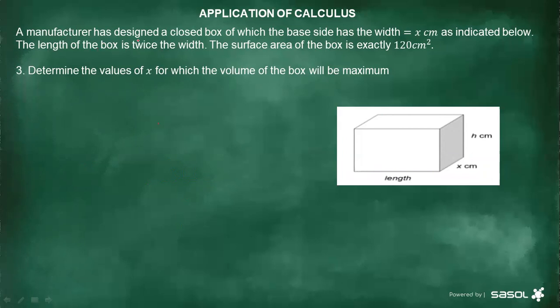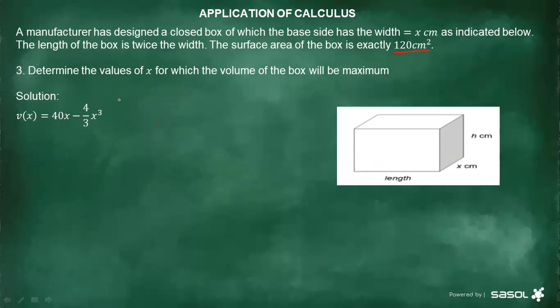A manufacturer has designed a closed box whose base side has a width equal to x centimeters, as indicated below. The length of the box is two. Now determine the value of x for which the volume of the box will be maximum. Now we have determined the volume of this rectangular box in this form. So this is the volume that we have obtained.